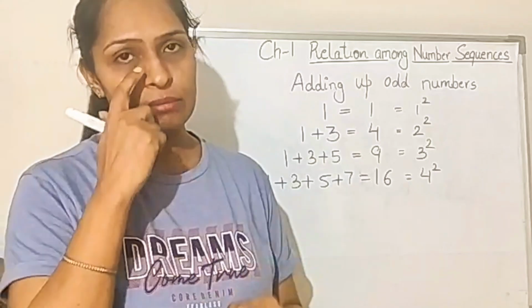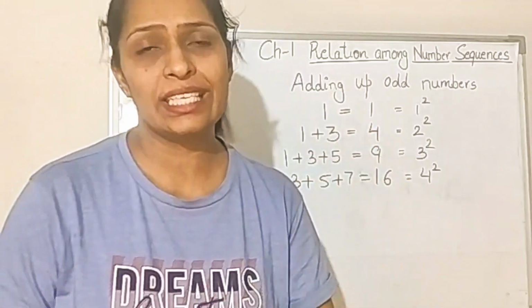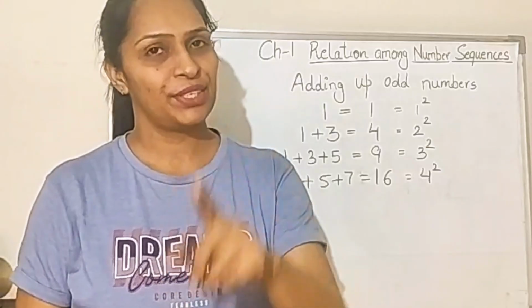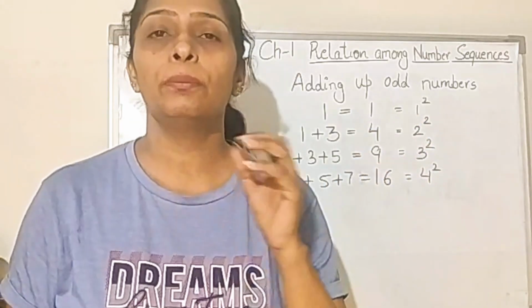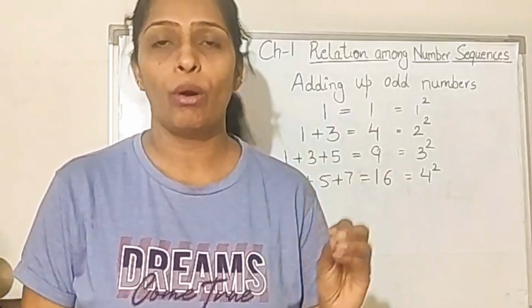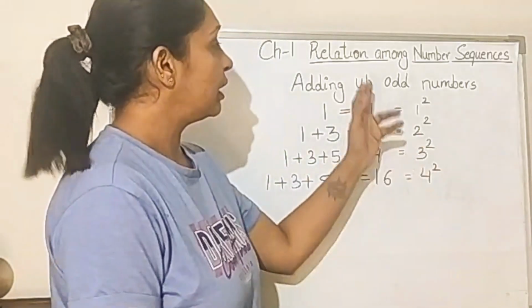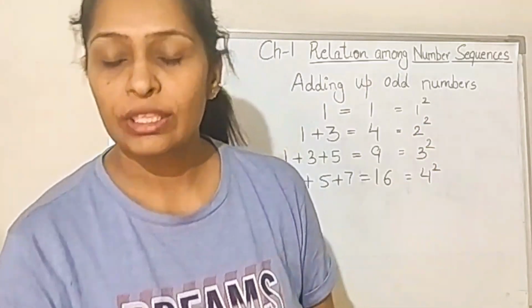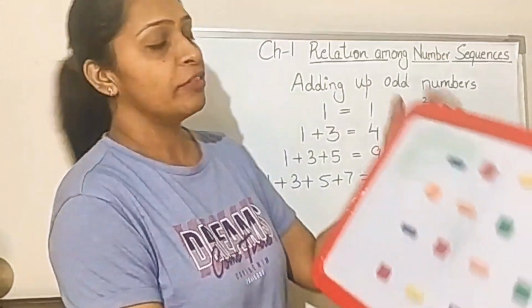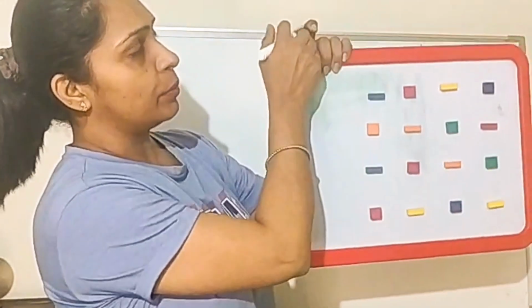Now the question that comes into mind is: will this pattern keep on going, or will it stop somewhere? The answer to this question is that this pattern will keep on going and going, right? How can we justify this? We cannot take up the numbers forever, right? So for that, we can understand with the help of the pictorial method. How can we check this?